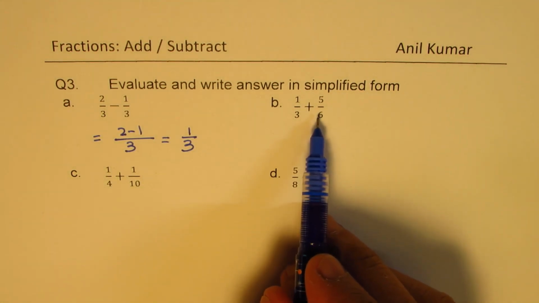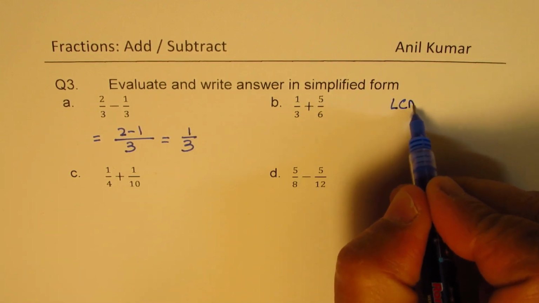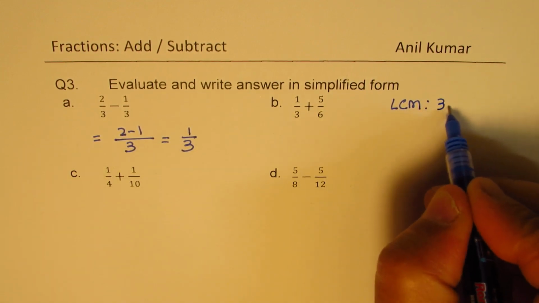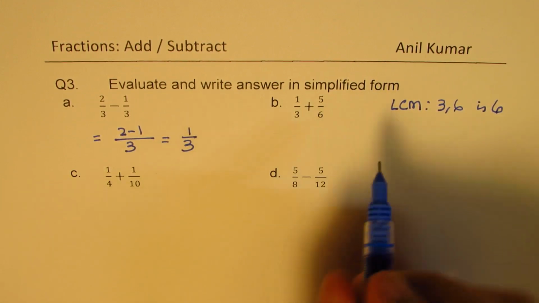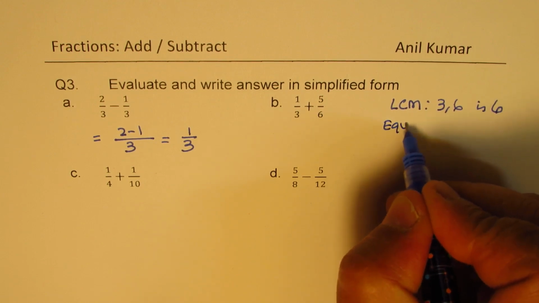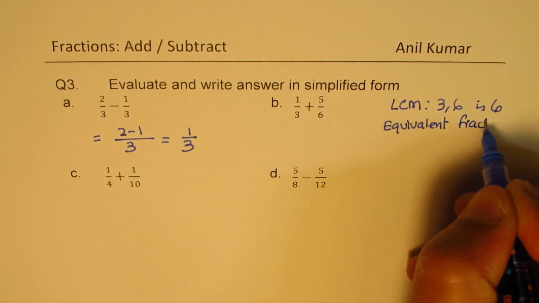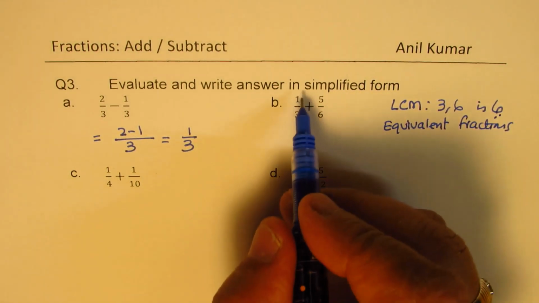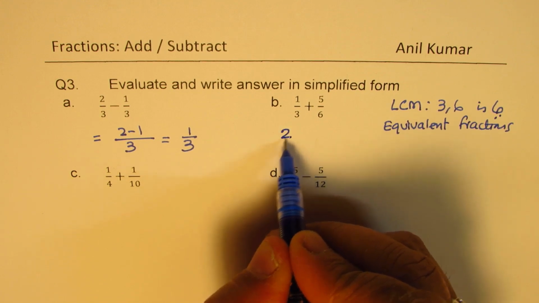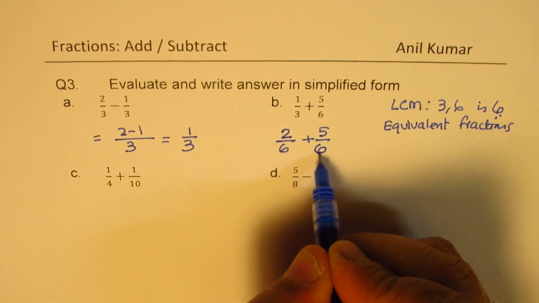In this case, 1 over 3 plus 5 over 6, the lowest common multiple between 3 and 6 is 6. So we have to write equivalent fractions whose denominator is 6. We could write this as 2 over 6 plus 5 over 6, right?